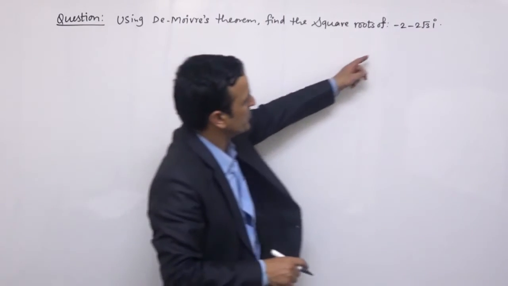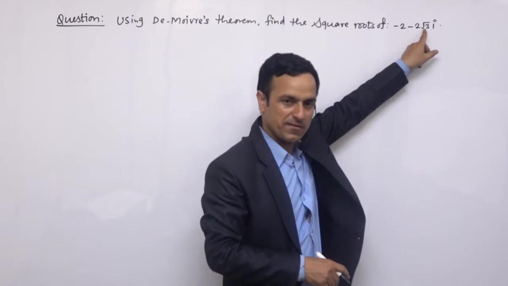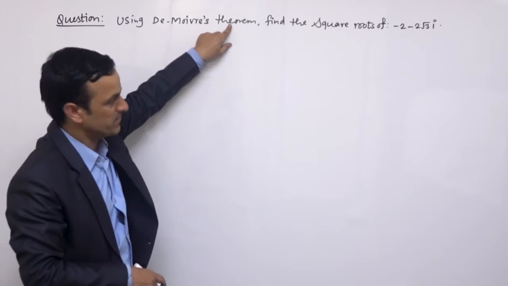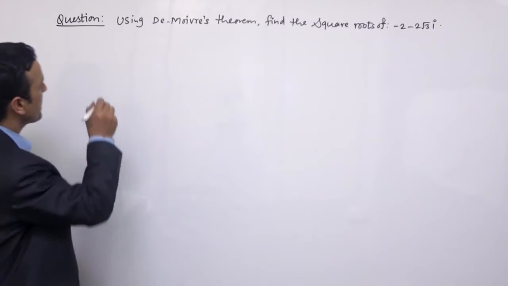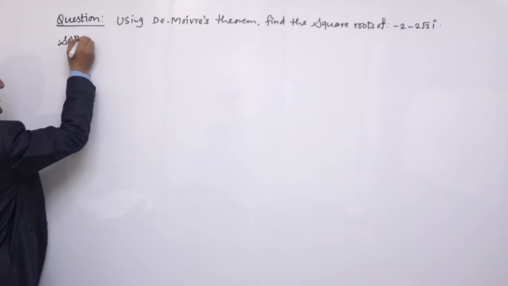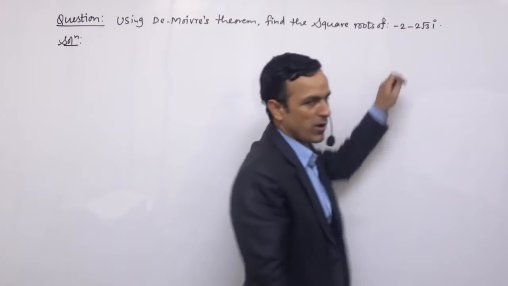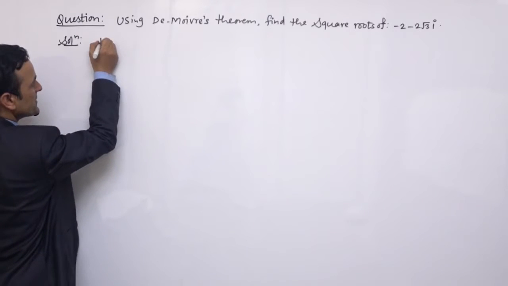So now we have this question. We have to find the square root of this expression by using de Moivre's theorem. So यो question पनि de Moivre's theorem सँग related छ. So for this, first of all we have to convert this into the polar form. So दिएको question लाई polar form मा change गर्नुहोस्.